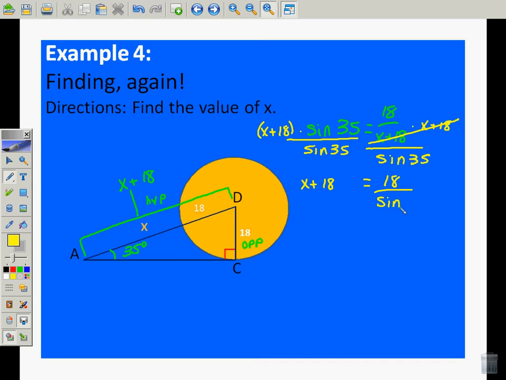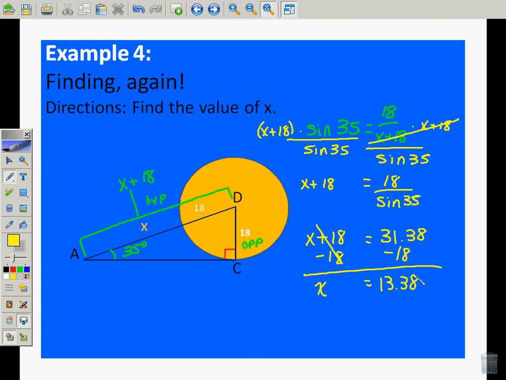Okay, guys? Now, what do I get when I do that? x plus 18 is equal to about 31.38. So I'm going to subtract 18 from both sides. I've got x is equal to about 13.38, or 13.4. Okay, so you see how that works.